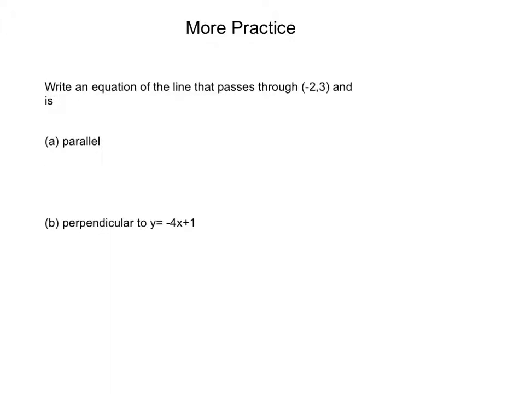There's a little variation on the next problems. They're kind of the same as the other problems where we're given an m value and a point, except this time, our m value takes the form of something that is parallel or perpendicular to an equation that we are already given. Let's approach this problem as we would another problem that we just did. Write an equation of the line that passes through negative 2, 3 and is parallel and perpendicular to y equals negative 4x plus 1.